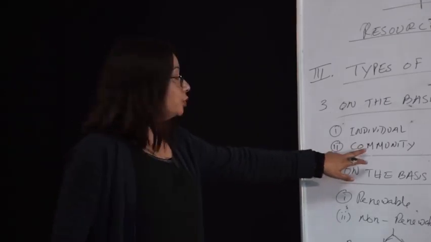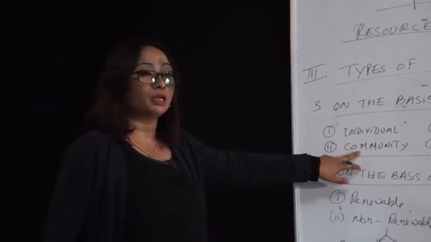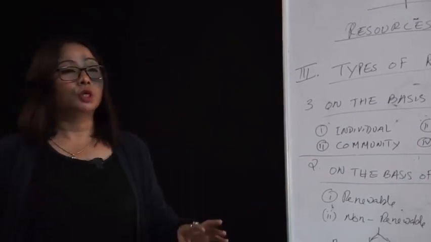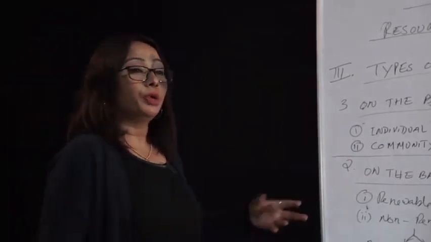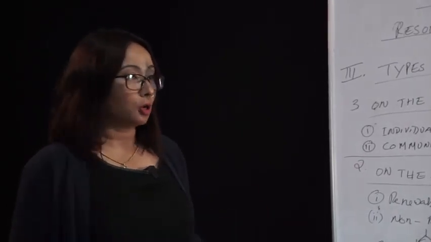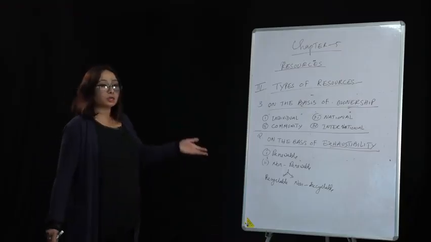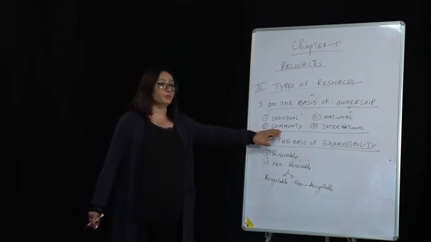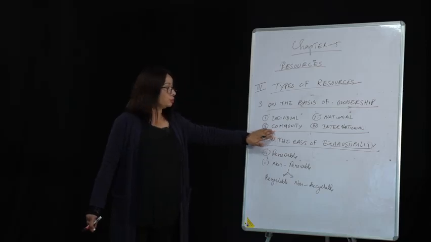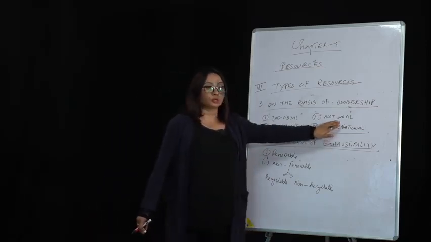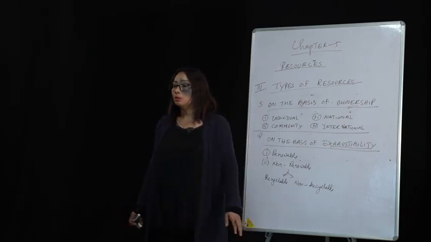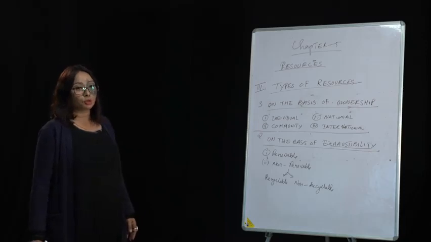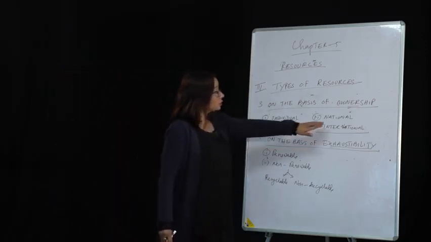Community-owned property. Community means these resources are meant for the benefit of the community. Playground, village pond, burial grounds, picnic spot, parks, all these are community-owned resources. These resources can be accessed and used by the whole community. Now, there are certain resources which belong to the nation. All the minerals, waters, wildlife, forest, all these belong to the nation. So, these are national property.